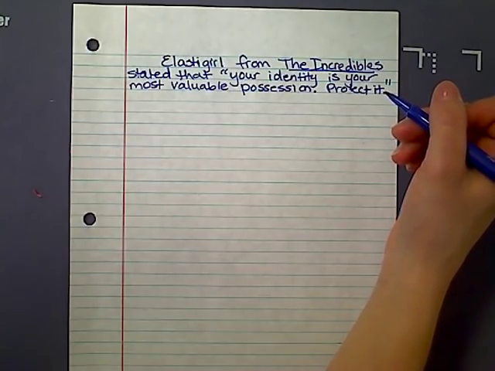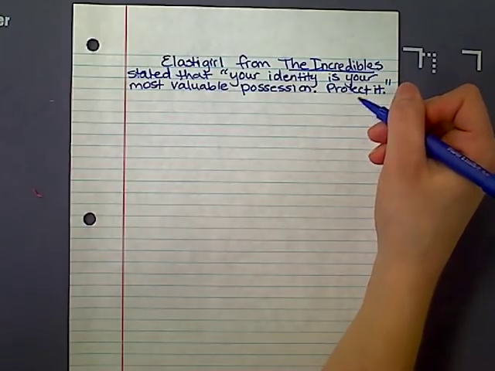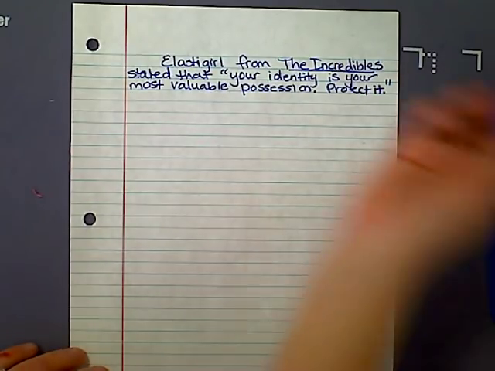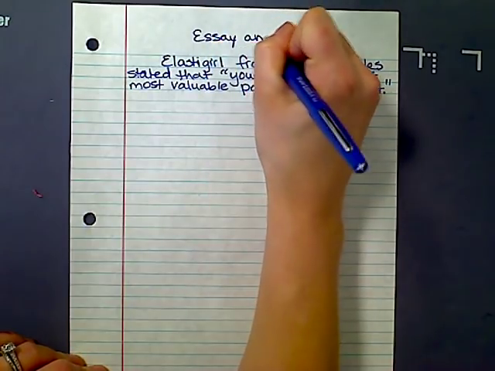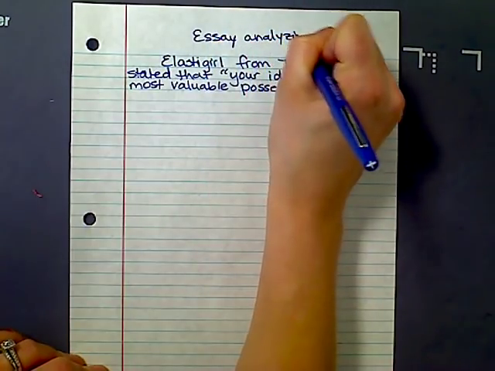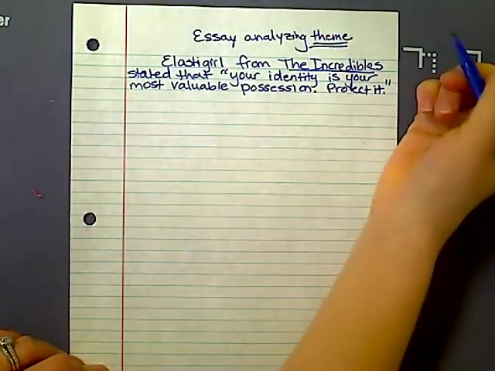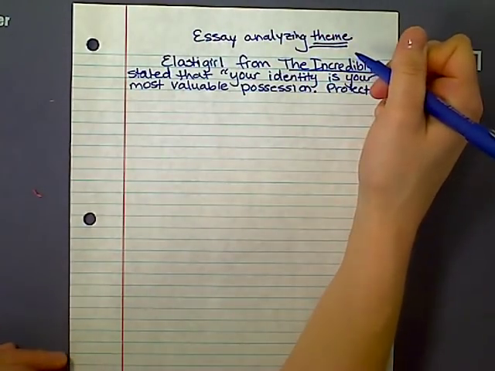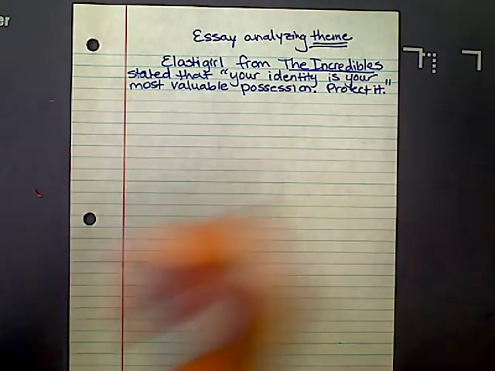So not only do I need to introduce my text and give a key sentence summary, but I also want to introduce the idea that's being analyzed. So this is an essay analyzing theme. So I need to make sure that I'm mentioning this idea, theme, early on. Are you analyzing tone? Are you analyzing archetypes? No matter what that is, you need to mention that concept pretty early on.